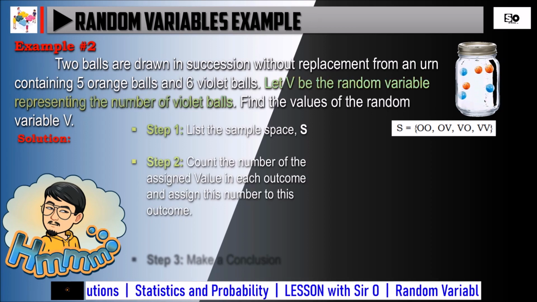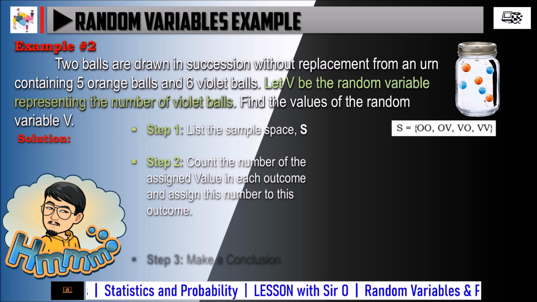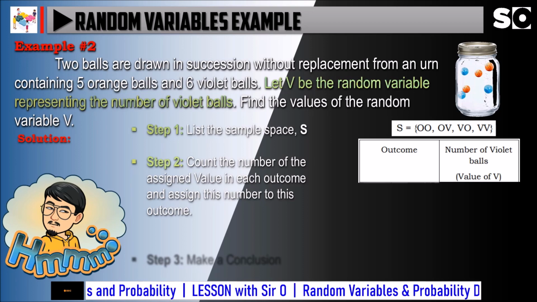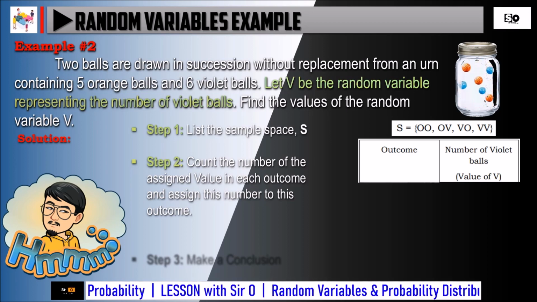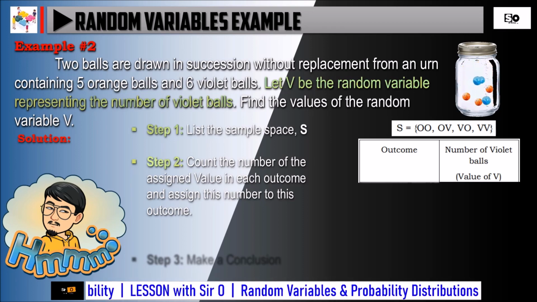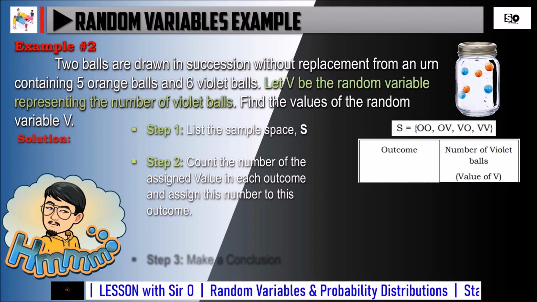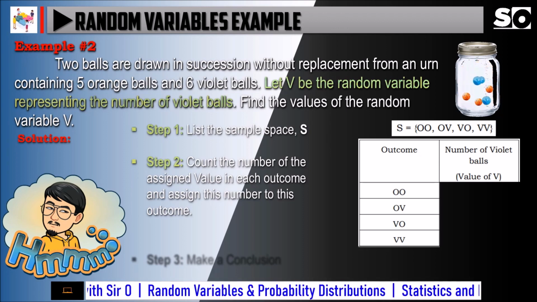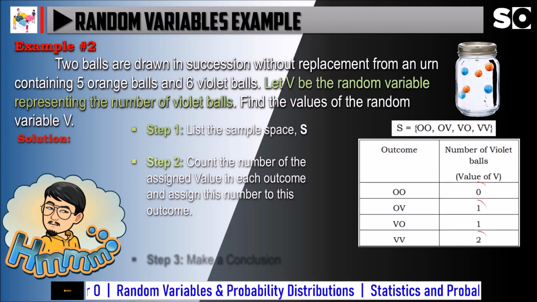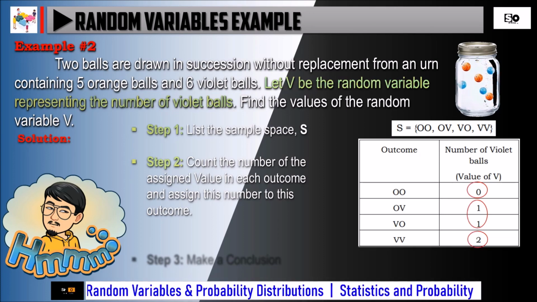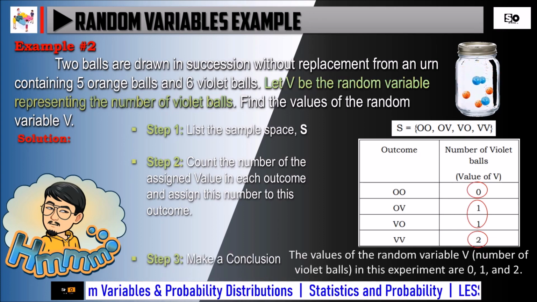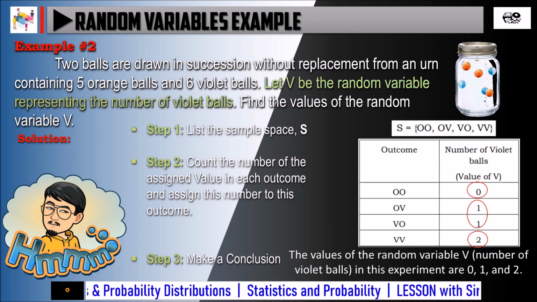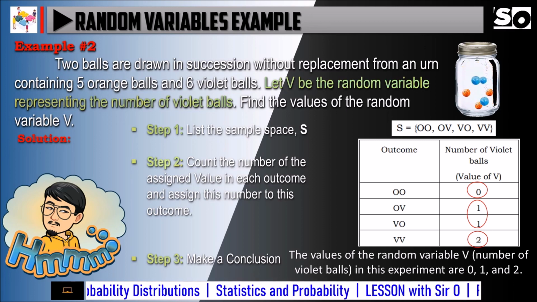For the next step, we need to make a table. First column is for the outcomes. Second column is for the number of violet balls, as indicated in the problem that we need to find the values of the random variable B representing the number of violet balls. Simply count the number of violet balls in the first column. Step 3. We therefore conclude that the values of the random variable B, number of violet balls, in this experiment are 0, 1, and 2.